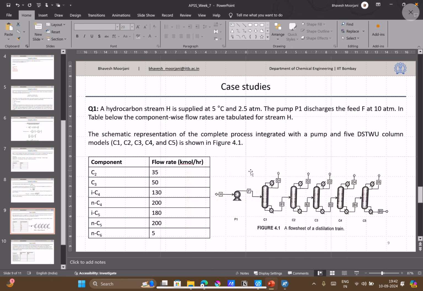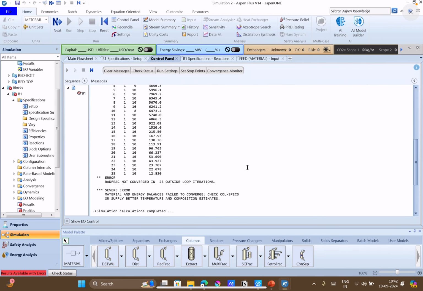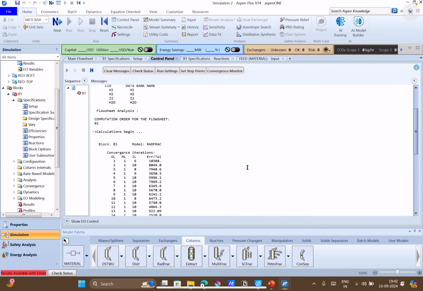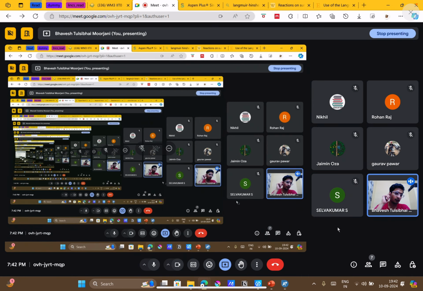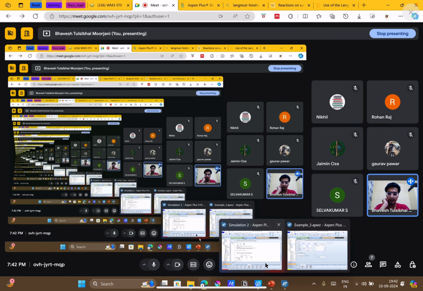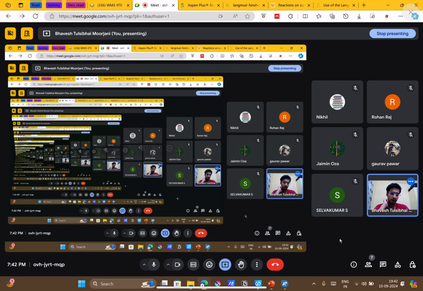In a way it seems longer, but it's a pretty straightforward question. It's a number of DSTWU units in a series. Again I am getting some error. Is any of you trying parallelly with me? Are you getting the same error? Yes, no?